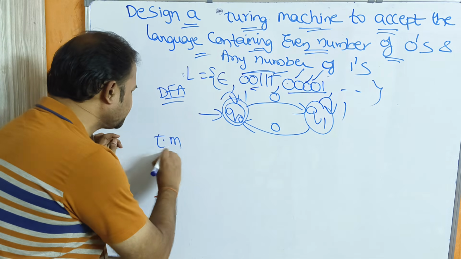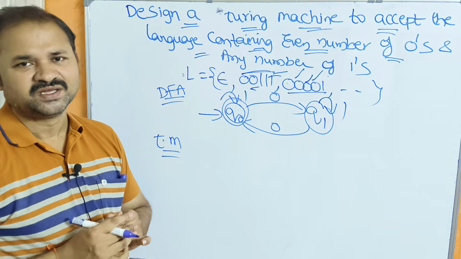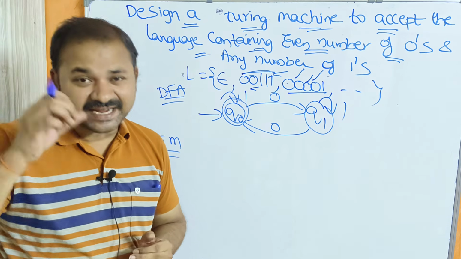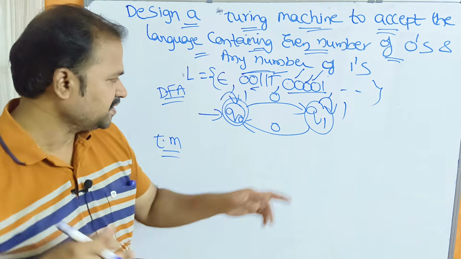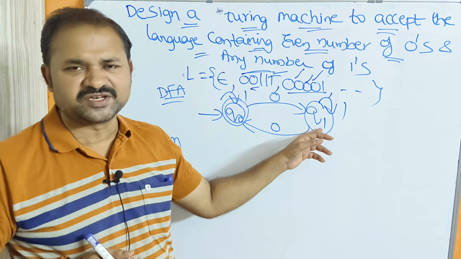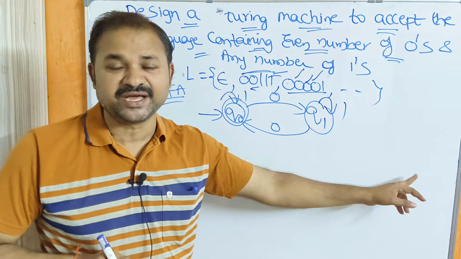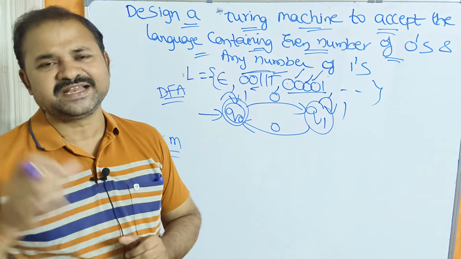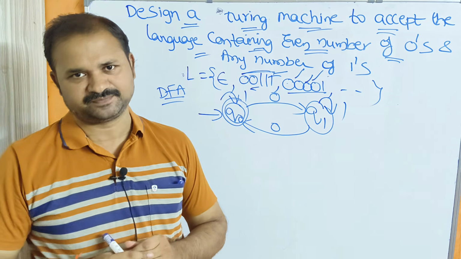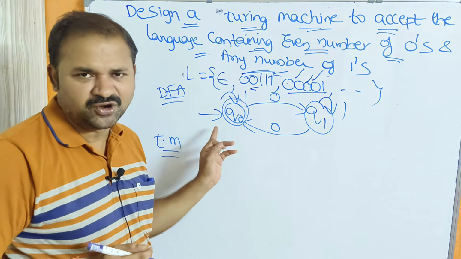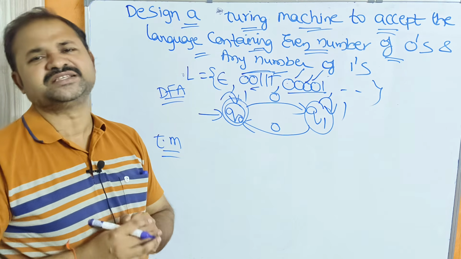So this is the Turing machine transition diagram. Here we simply follow the transition diagram of the DFA, but in addition to that, we need one more state. Here we have only the Q1 state. Next we need to take a Q2 state here, and that Q2 state becomes the final state. So here we will have two final states. Q0 is one final state, Q2 is another final state.